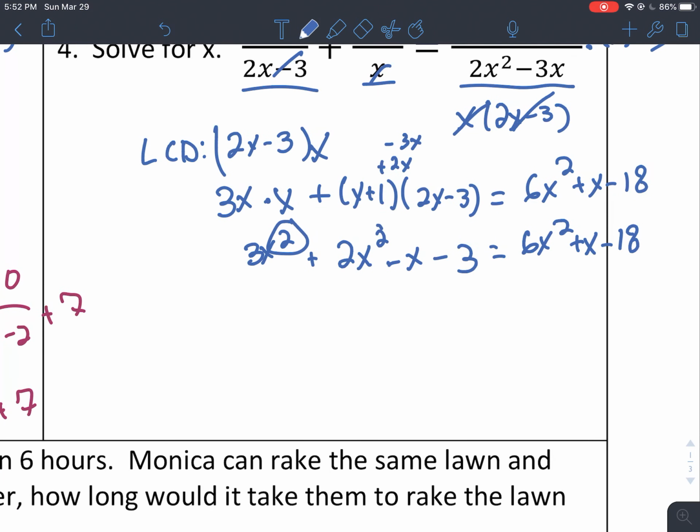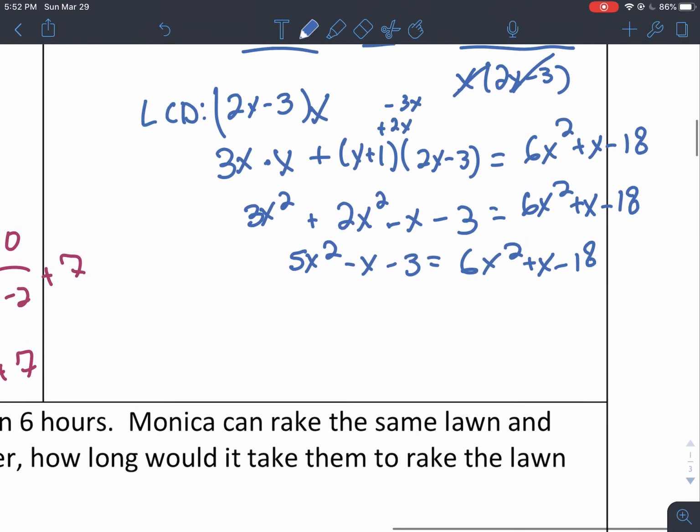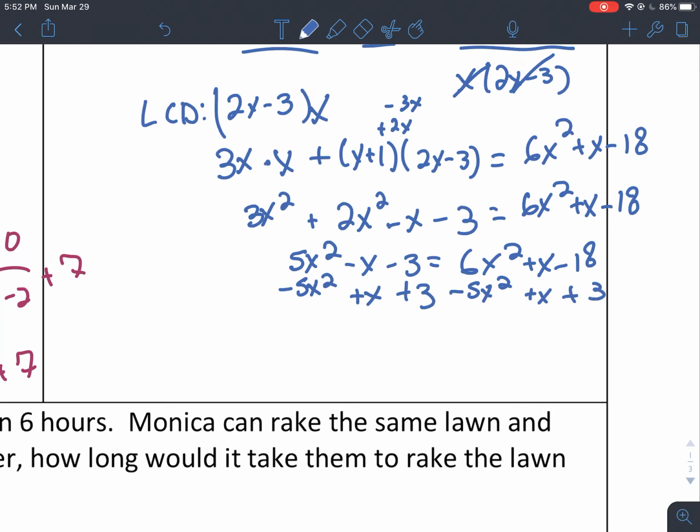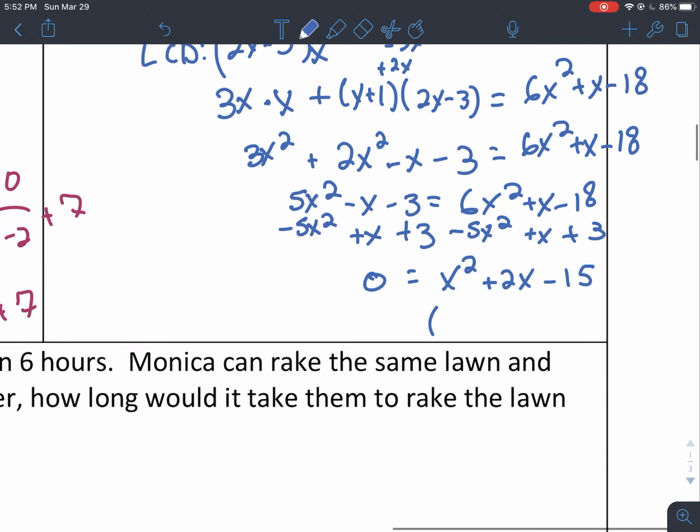And then we have squareds up in here. Squareds tell us it's a quadratic, so it looks like we're going to have to set equal to 0. So 3x squared plus 2x squared is 5x squared minus x minus 3 equals 6x squared plus x minus 18. Set it equal to 0. I would keep your x squareds positive, so I'm going to subtract the 5x squared, add the x, and add the 3. 0 on the left side, x squared plus 2x minus 15.